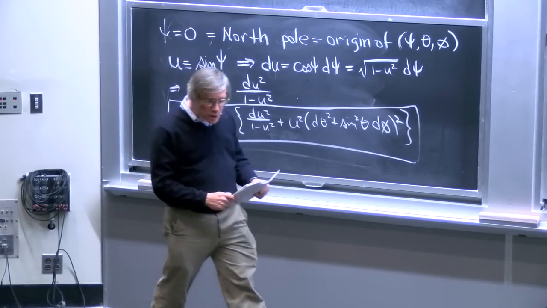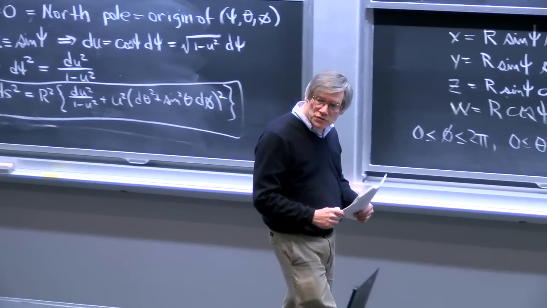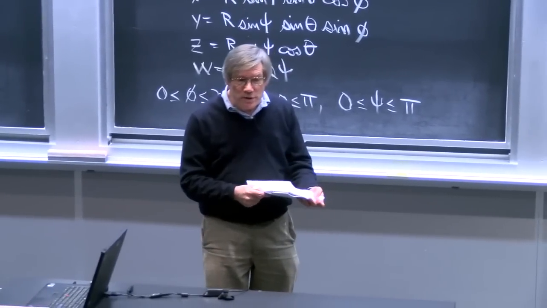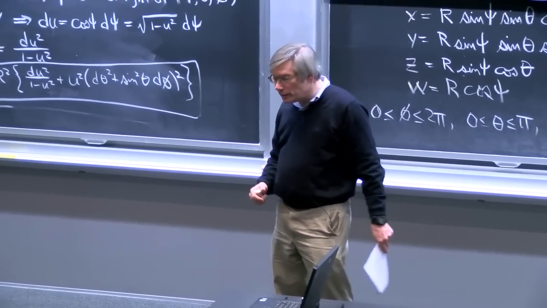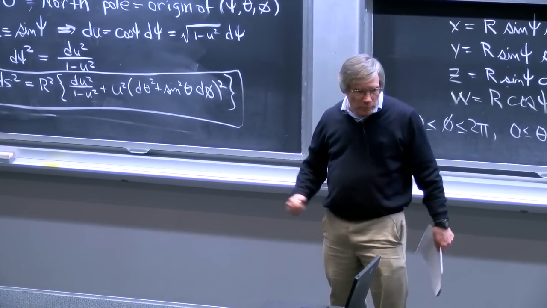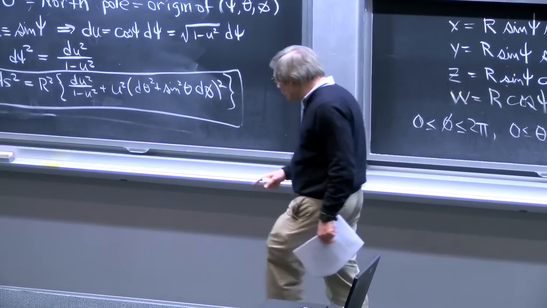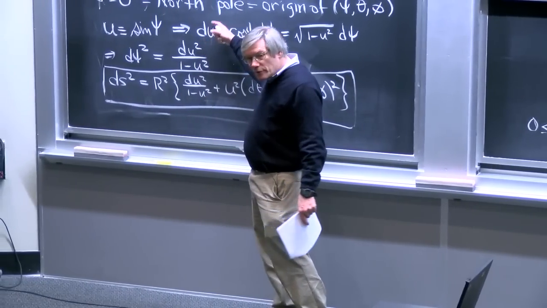If we use the u coordinate, we should remember that if we want to talk about the whole sphere, we should remember that the whole sphere is twice as big as what we see if we just let u vary between 0 and its maximum value, 1. u equals 1 corresponds to the equator of this sphere.